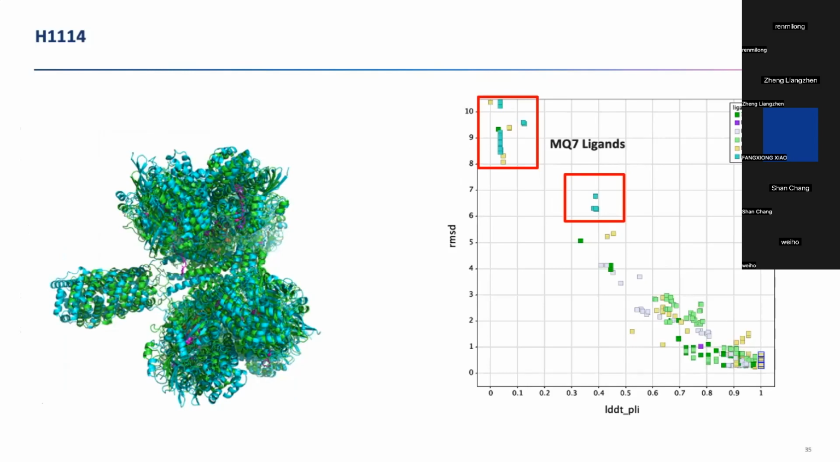If we look over here at this plot, remember we're looking at LDDT-PLI along the x-axis, RMSD along the y-axis. You want things down here in this bottom right corner. And we've got a lot down there from that structure, but it's all of the ions and the sulfur clusters. If you look at the MQ7 ligands, they're terrible, right? They're somewhere between 6 and 10 angstroms away.